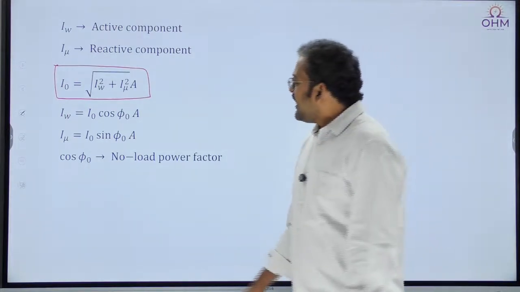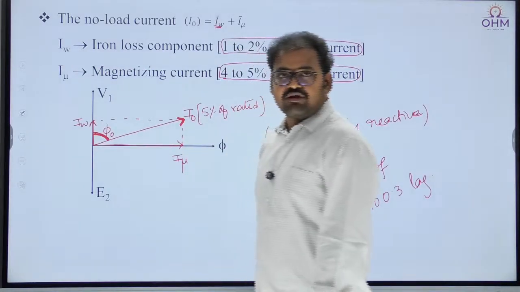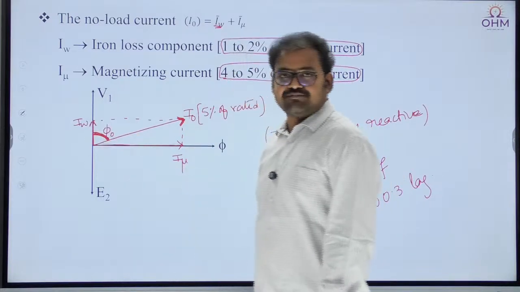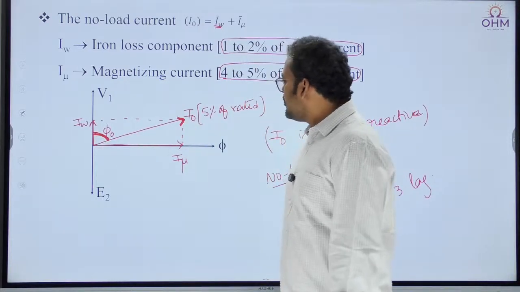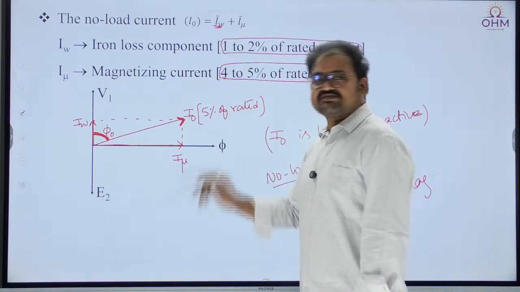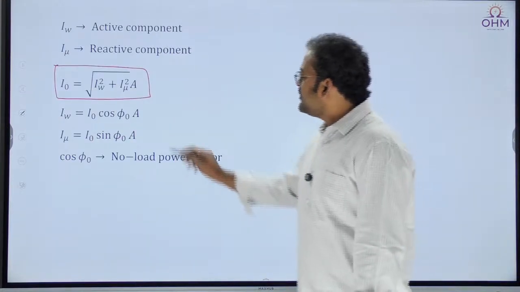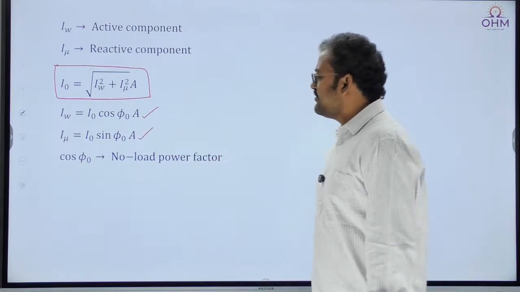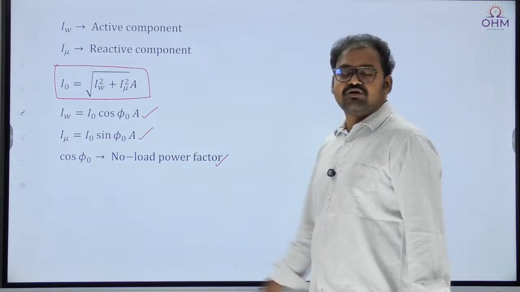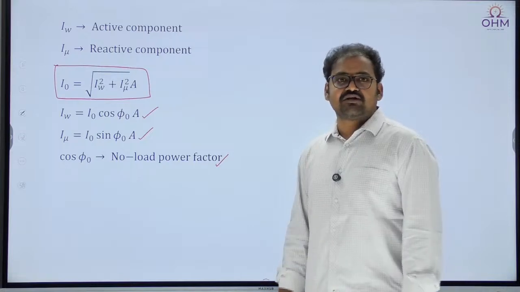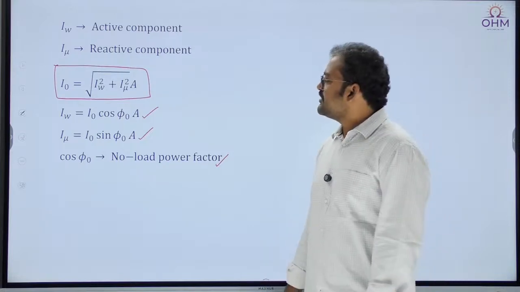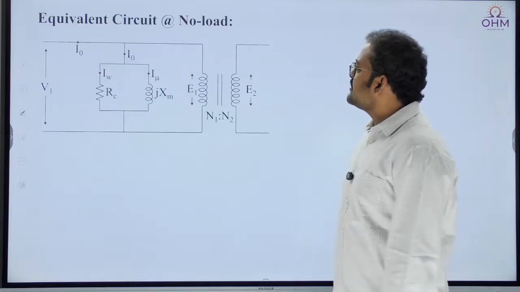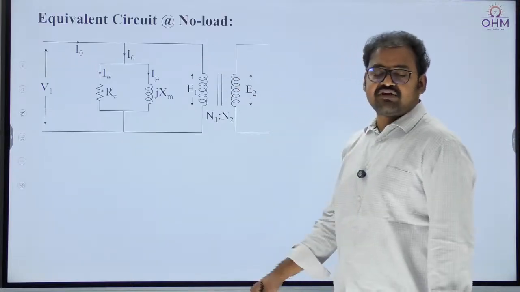Important. IW is the active component, so can I say it is I naught times cos phi naught? I mu is the reactive component, therefore I naught times sin phi naught. So IW is I naught cos phi naught, and I mu is I naught sin phi naught, where cos phi naught is what we call the no load power factor of the transformer. Correct?